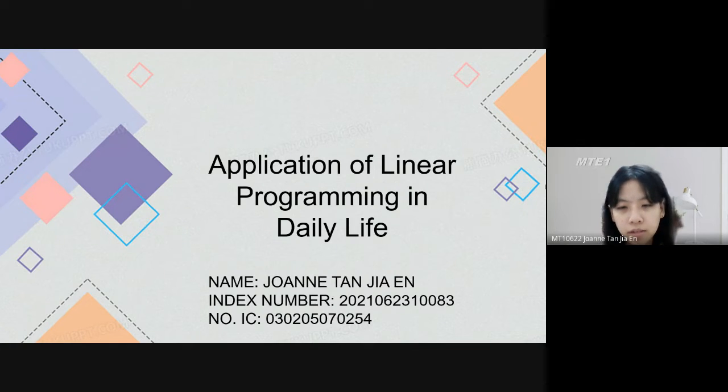I'm from class MTE1. Today I want to present about my task 3, which is application of linear programming in daily life.